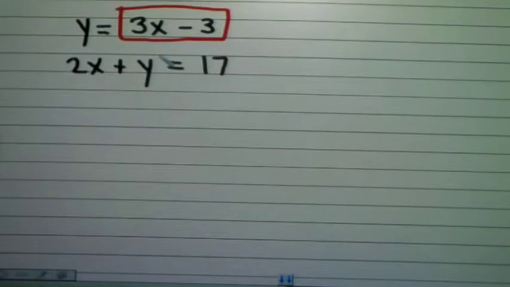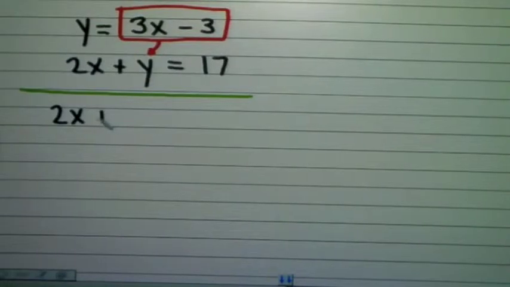I'm going to take all of 3x minus 3, and I'm going to substitute it in for the y in our second equation. Okay, so I'm just going to draw this green line here to separate it a little bit. So my new equation is 2x plus, but instead of this y, I'm going to put in 3x minus 3.